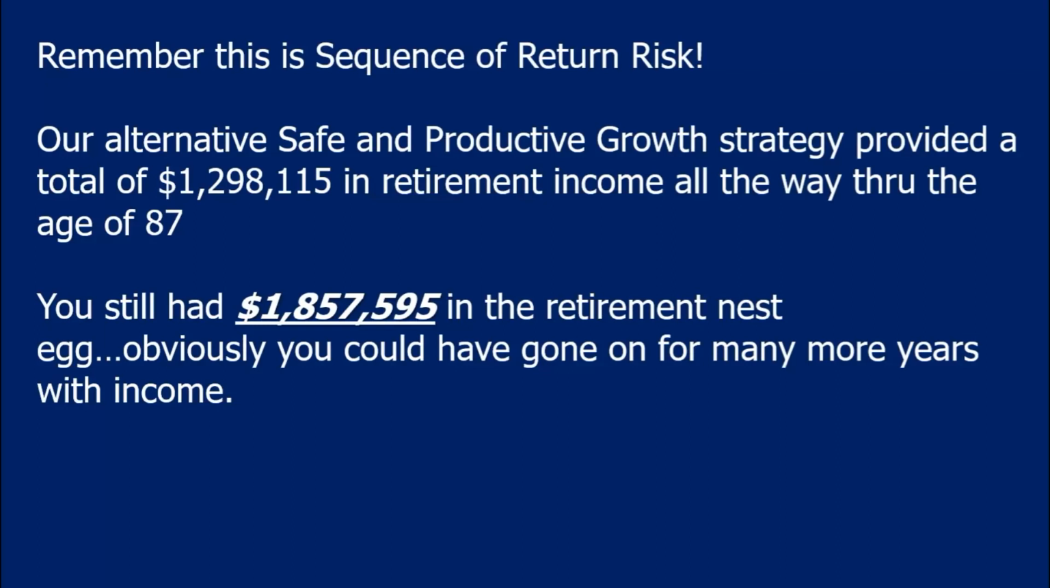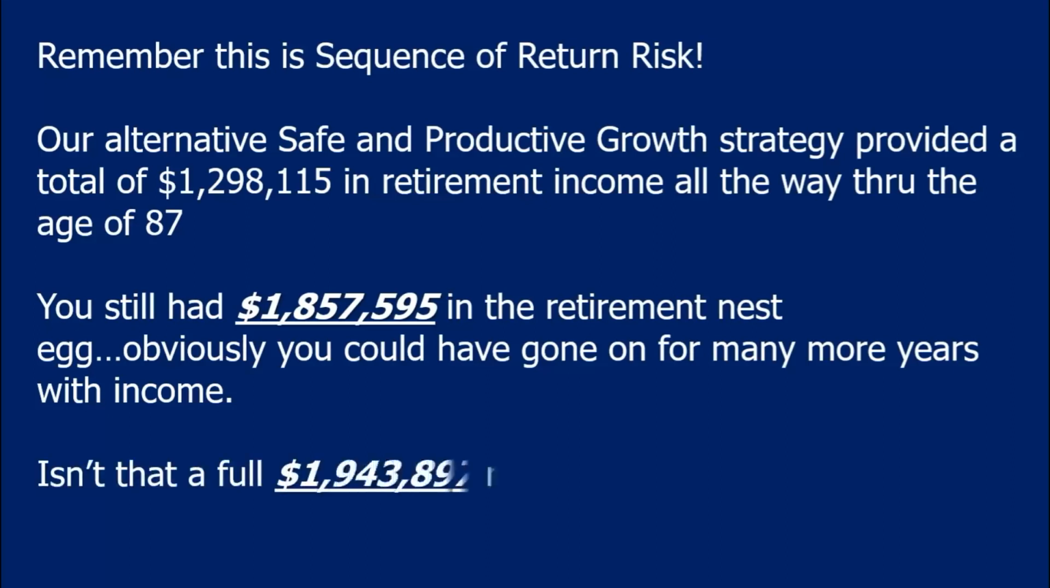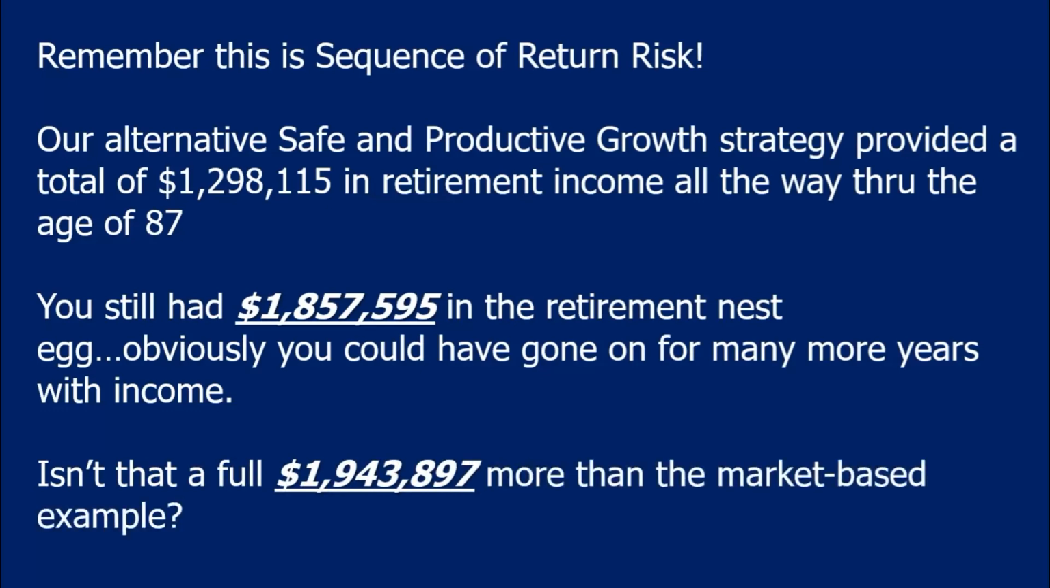And remember, we started with $1 million. You took out almost $1.3 million in income, and we still had $1.857 million left. All in all, a really good situation. But isn't that a full $1,943,897 more than the market-based example?